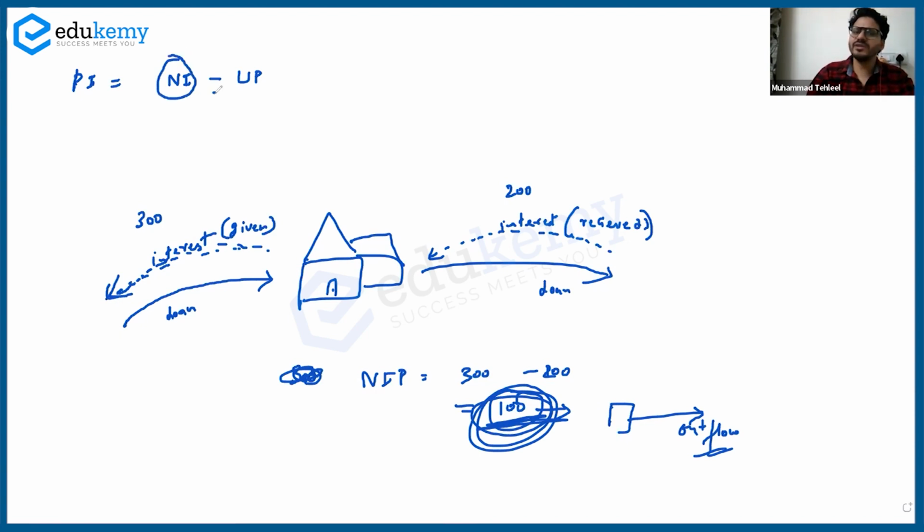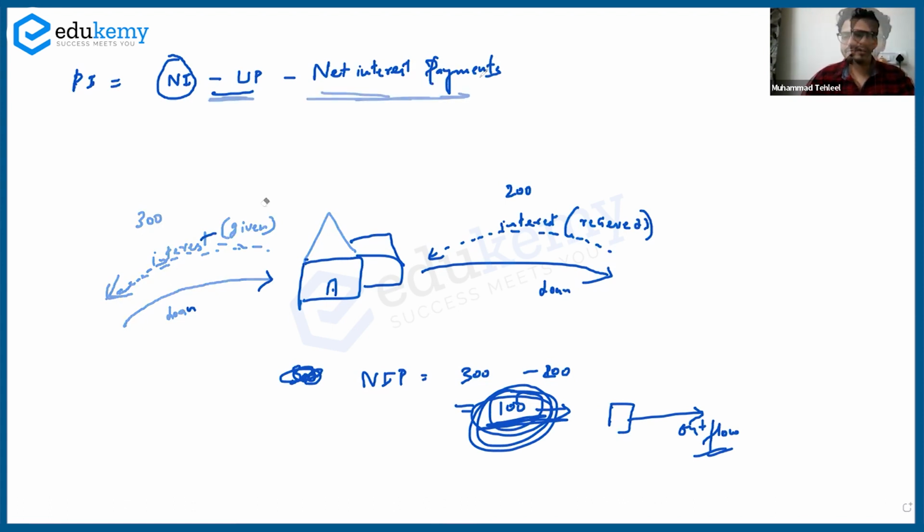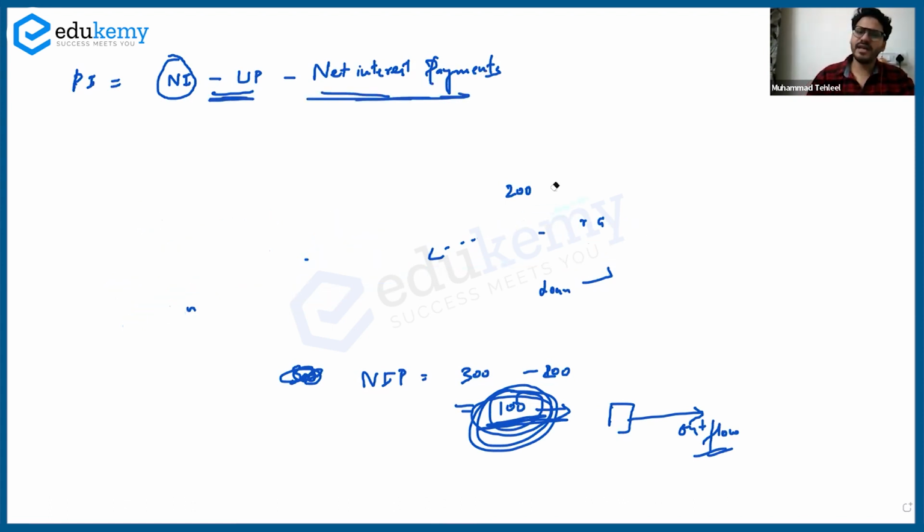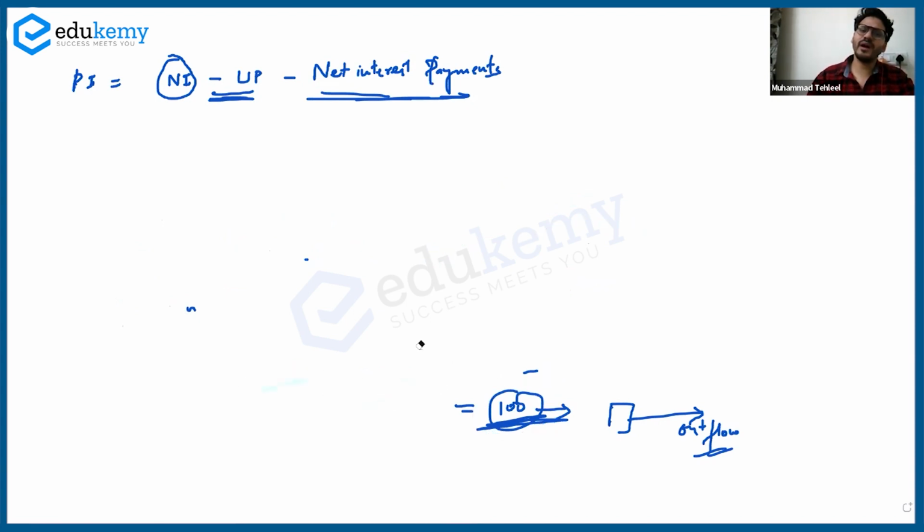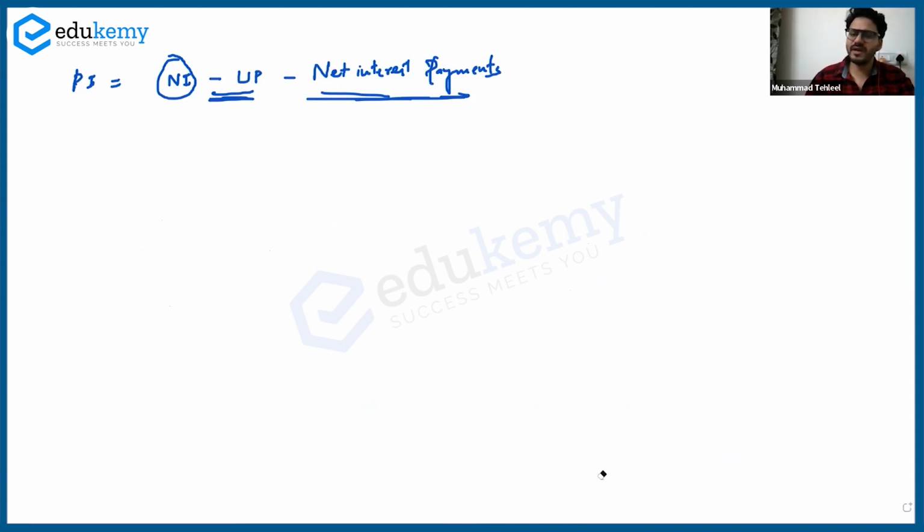From national income, you initially deducted undistributed profits. Now you have to deduct net interest payments, NIP. All right. After that, there is one more part which is not received by households. You have to deduct it from the national income.